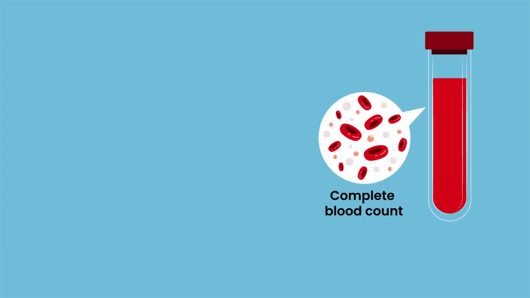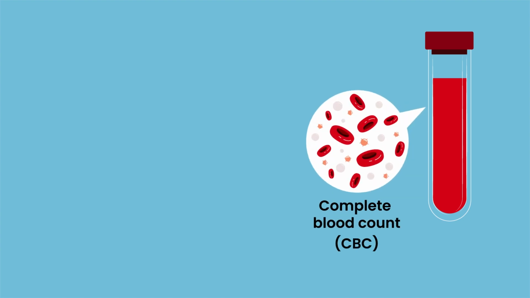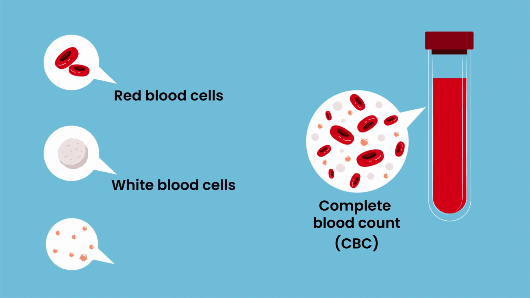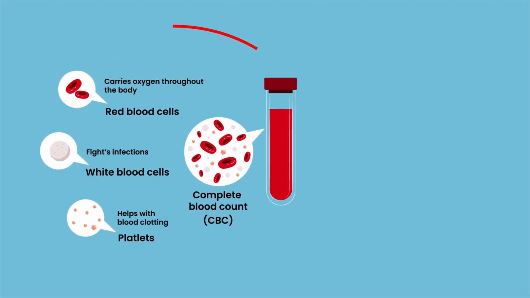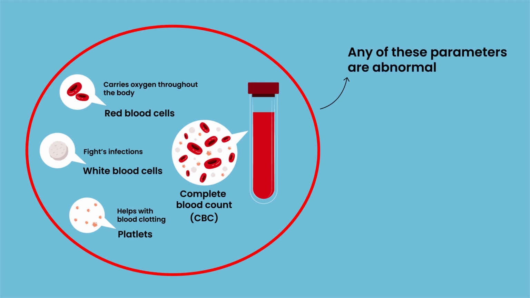One of the most important parameters is the complete blood count, CBC, which measures the levels of red blood cells, white blood cells, and platelets in the blood. Red blood cells are responsible for carrying oxygen throughout the body, while white blood cells help fight infections and platelets help with blood clotting. If any of these parameters are abnormal, it can indicate a potential health problem.